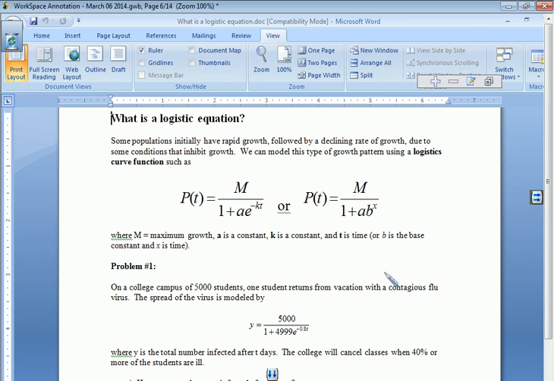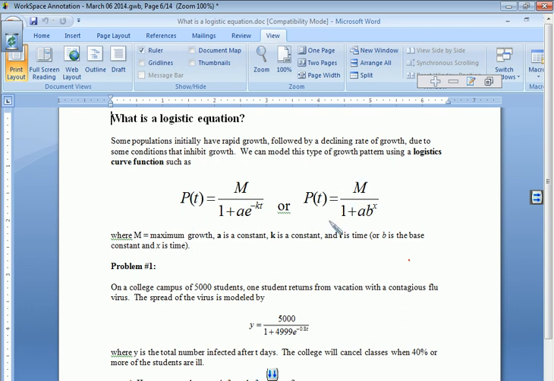All right, so even though the population may grow, eventually it levels off. So it may grow exponentially, but then it'll level off. And in some cases, a population might even decline. But we can represent part of this using a logistics equation. Some populations initially have rapid growth, and we've talked about the deer, followed by a declining rate of growth due to some conditions that inhibit growth. We can model this type of growth pattern using a logistics curve.